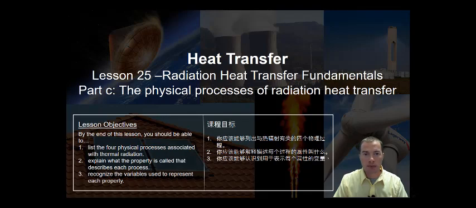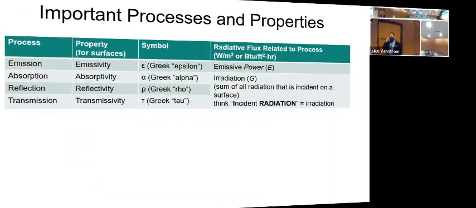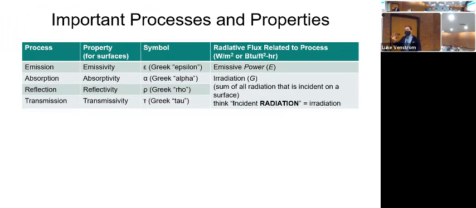On with the lesson. There are basically 4 processes that you'll ever see in radiation heat transfer. Right? Emission, absorption, reflection, and transmission. So it all boils down to one of those 4 things. So we have to understand what they are.